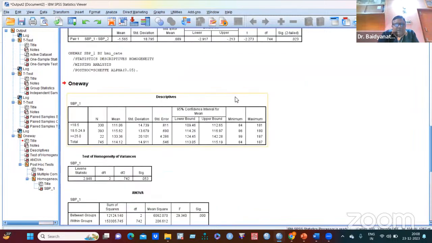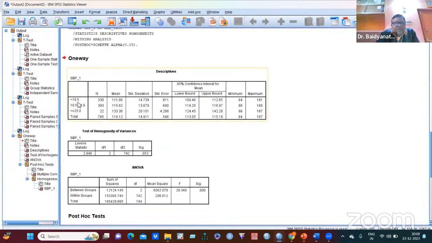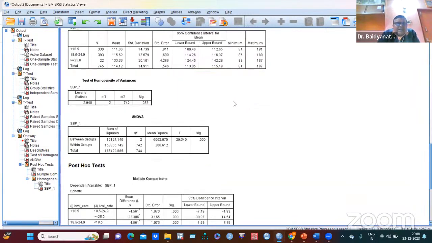This is the main table, one-way ANOVA. There are 3 groups, 1, 2, and 3. In the first group, there are 330 individuals. In the second group, 393, and in the last group, only 22 observations. And the corresponding mean is here, the corresponding standard deviation here, and standard error also, minimum, maximum. And here is the test of homogeneity, that is the Levene test. This is not significant, so it meets the assumption also.